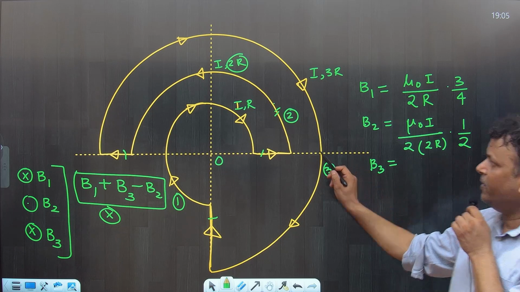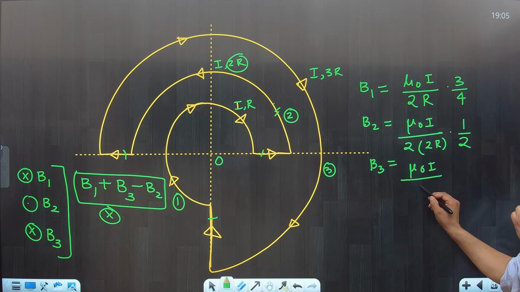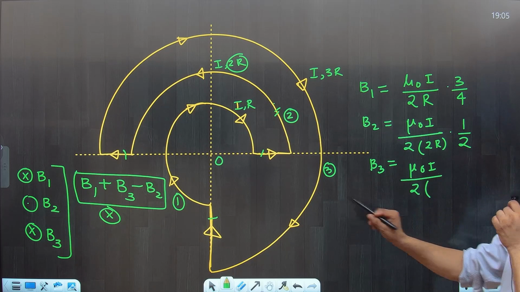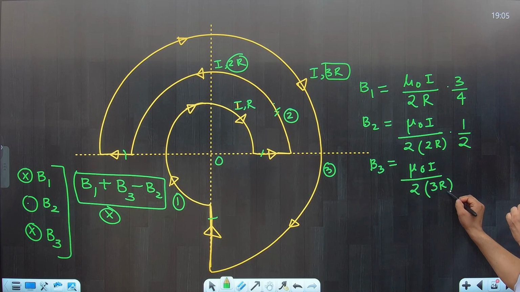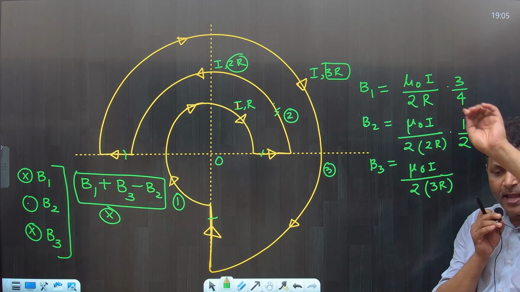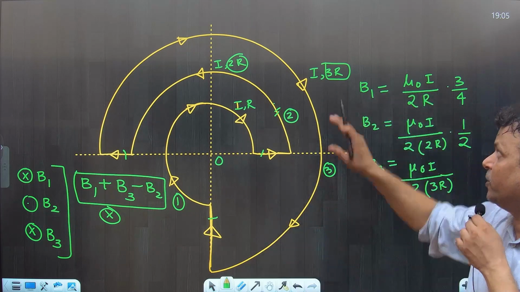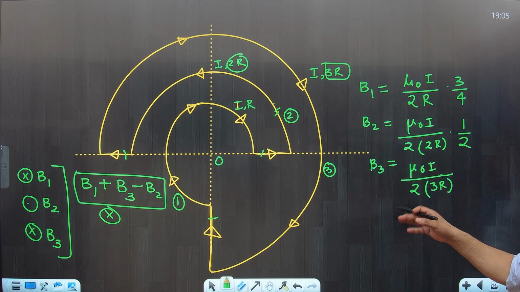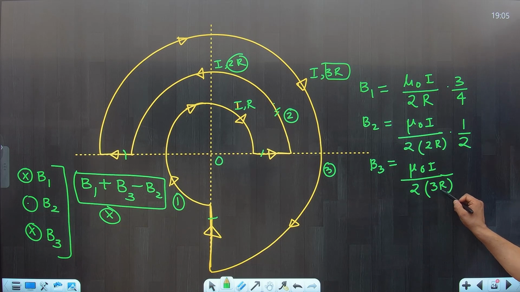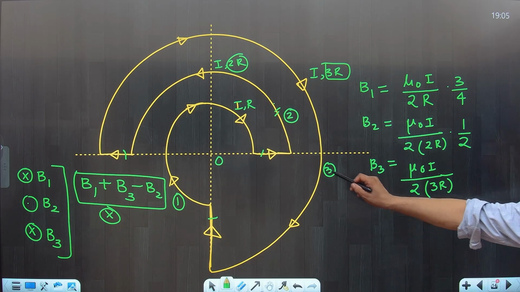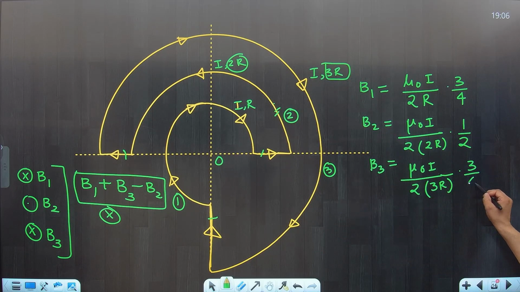For B3, again you will write the formula mu naught I by 2r, and in place of r you will write 3r. There are chances of mistake here: as we learned the formula mu naught I by 2r, if we write the formula for the third one, we may straight write mu naught I by 2r, but in place of r you should write 3r. And this is 3/4 of the circle, so multiply by 3/4.